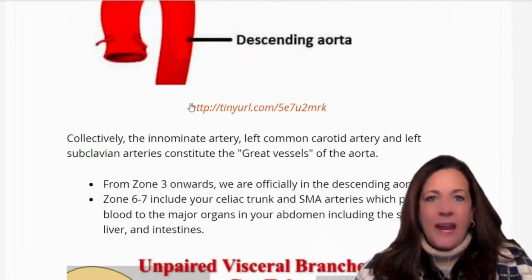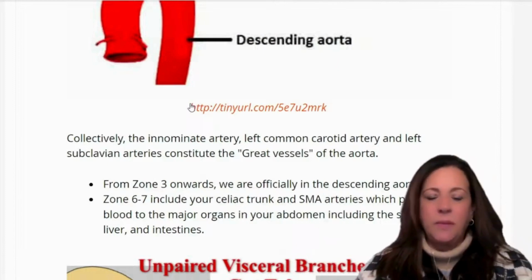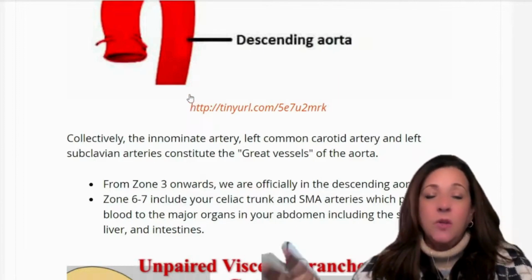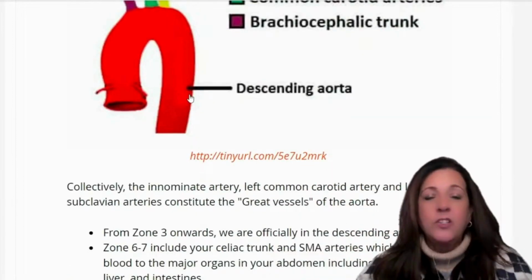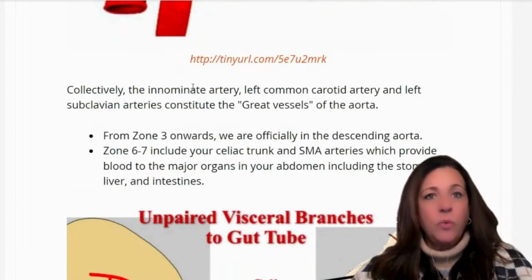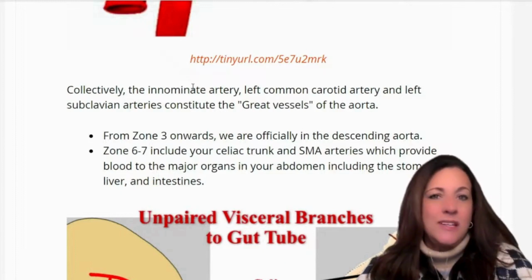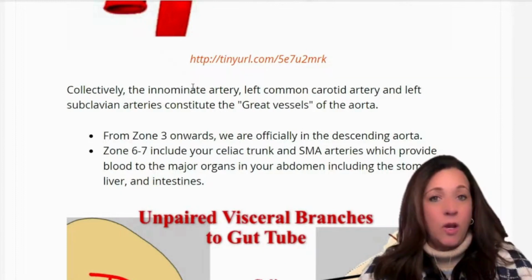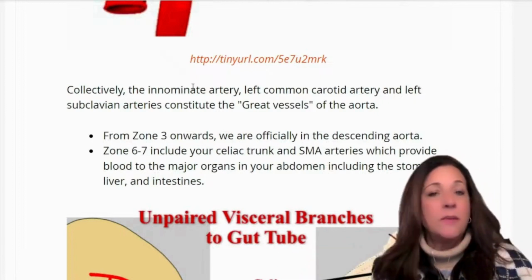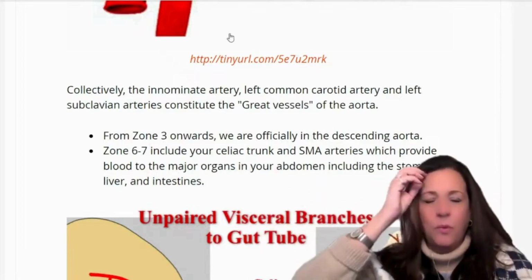Collectively, the innominate artery, left common carotid artery, and left subclavian arteries constitute the great vessels of the aorta. So all of those that branch off of that arch are the great vessels of the aorta. From zone 3 onwards, we're officially in the descending aorta area. Zone 6 and zone 7, your celiac trunk and your SMA, they provide blood to the major organs in your abdomen, including your stomach, liver, and intestines, which we were just looking up.